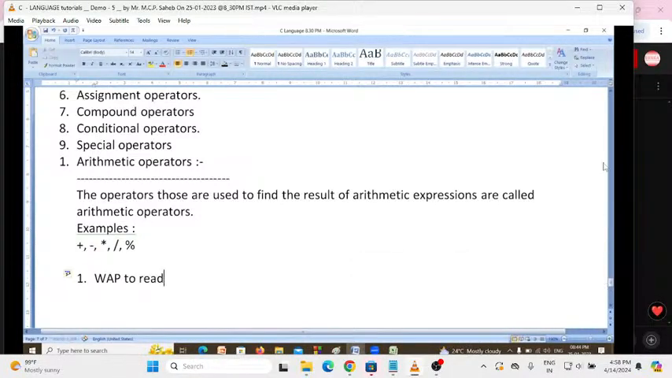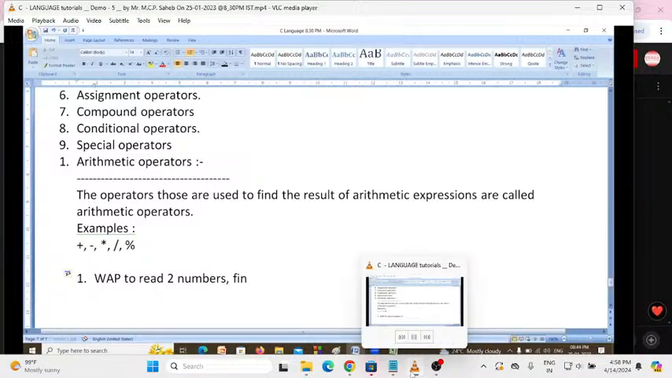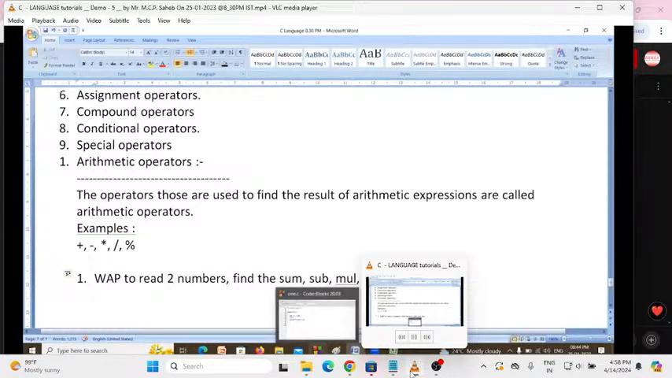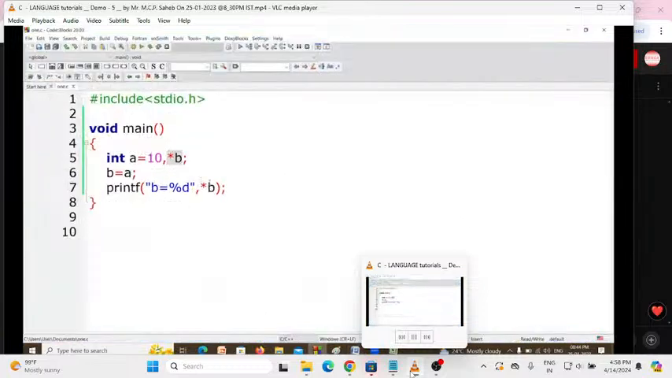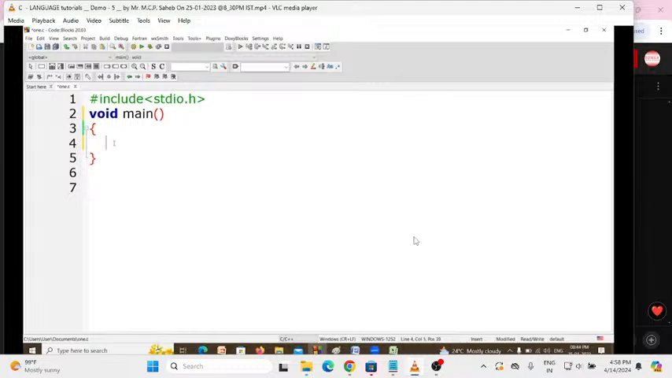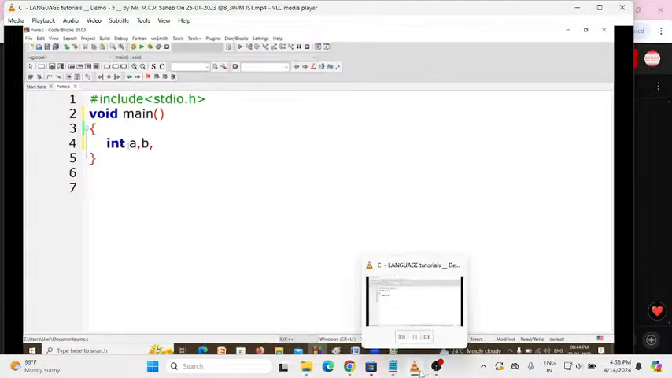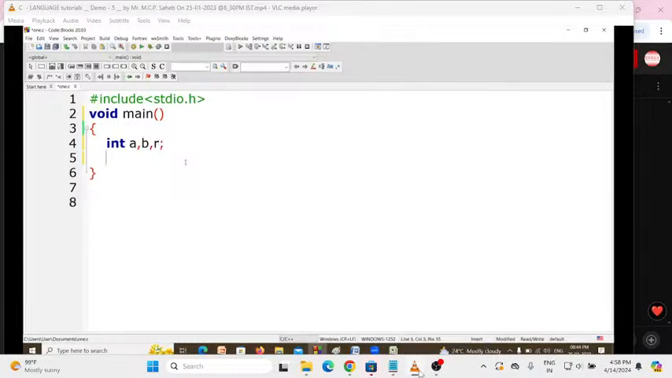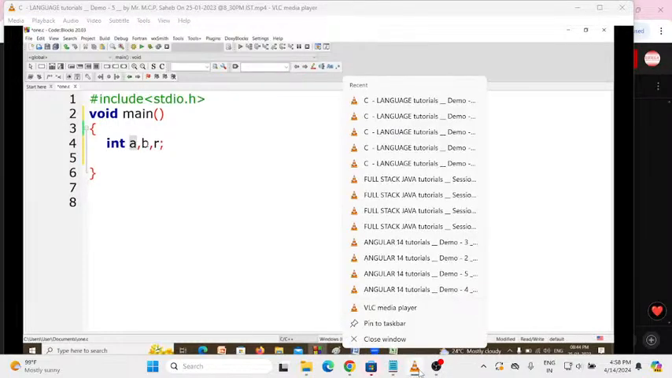Write a program to read two numbers, find the sum, subtraction, multiplication, division. You need to perform the four operations: addition, subtraction, multiplication, and division. Right. Now here we need to read two numbers. So integer a comma b. We need to evaluate these two. Then you will get the result also. So I create three variables. A is the first number, b is the second number, r is the result. Clear? Is it clear?